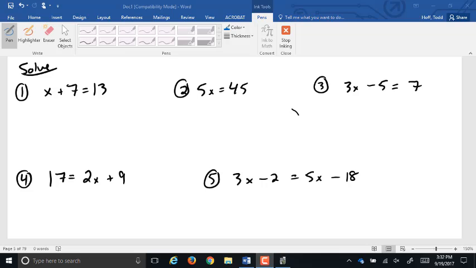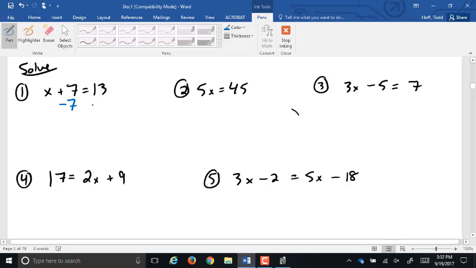So remember, the key to solving these equations is looking at how they were built and then taking them apart. So the first one, x plus 7 equals 13, was built by adding 7 to our variable. How do we take it apart? We will subtract 7. Very good. We make sure we do it to both sides of the equal sign so it stays balanced. You get x equals 6.